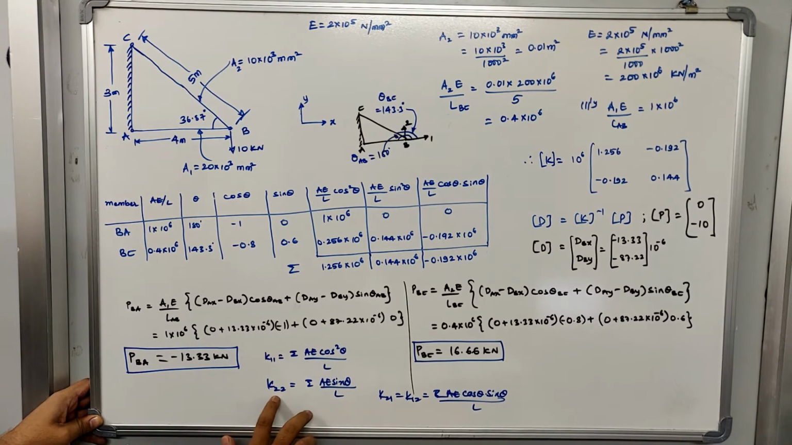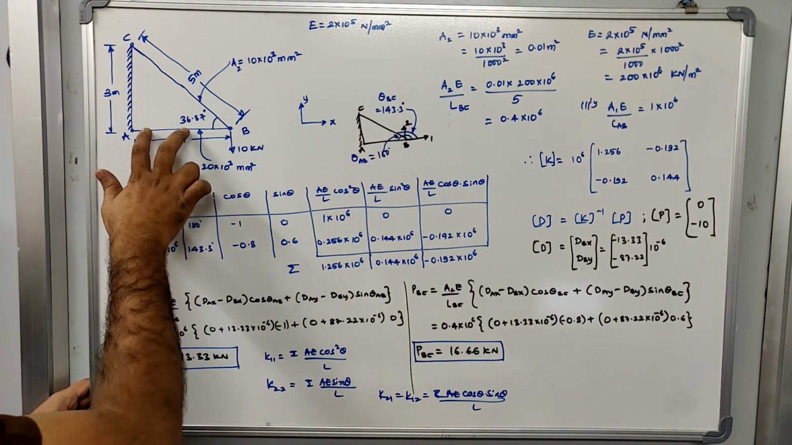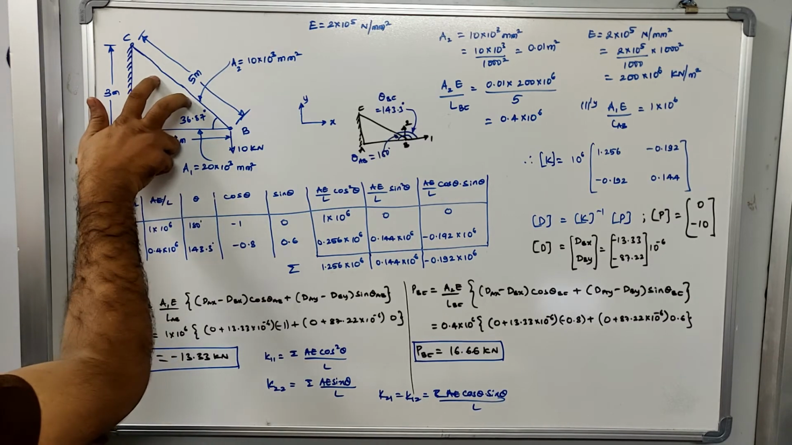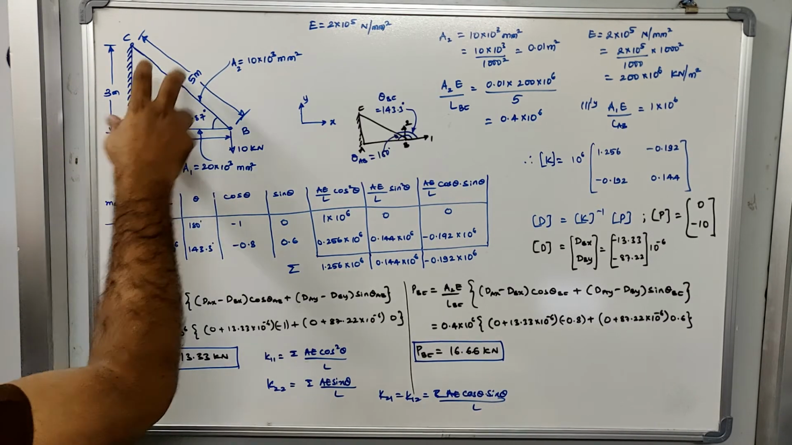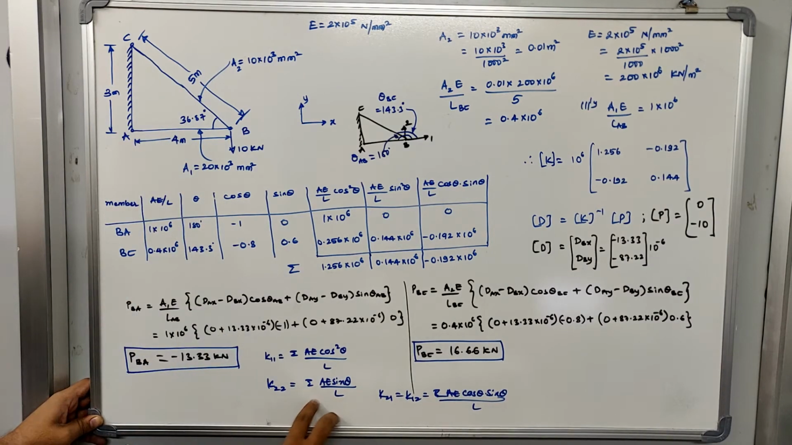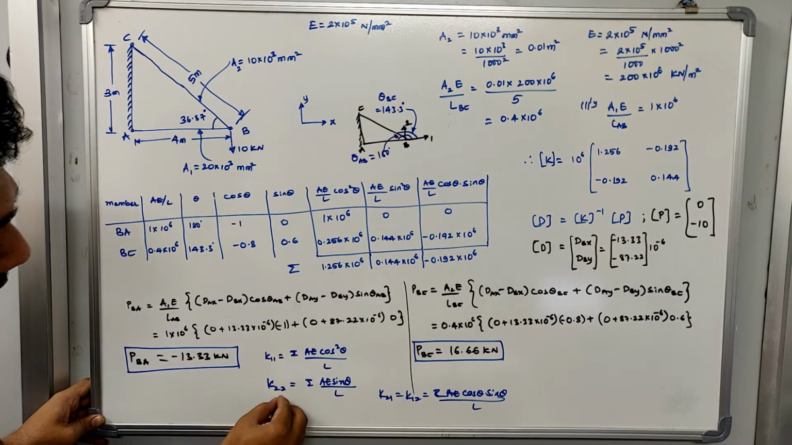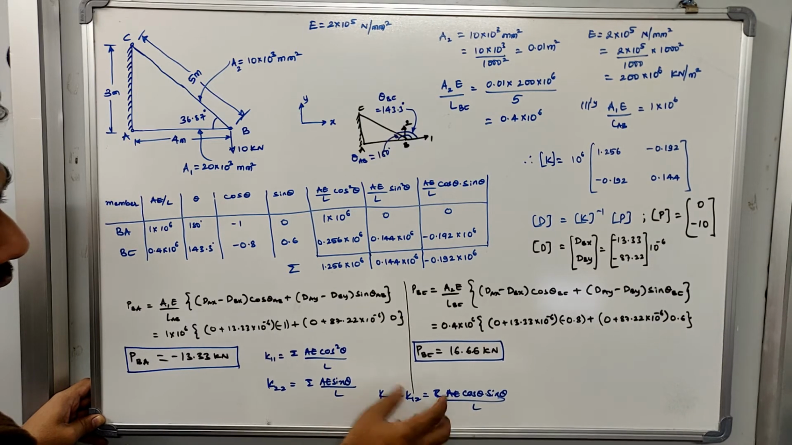Similarly, to solve K22, we solve how much AE into sin square theta by L is for member BA, we solve AE into sin square theta by L for member BC, and if we sum it up we will get K22. Similarly, we can solve for K21 and K12. Now observe this carefully. This table will give you K11, K22, K21 and K12, right?